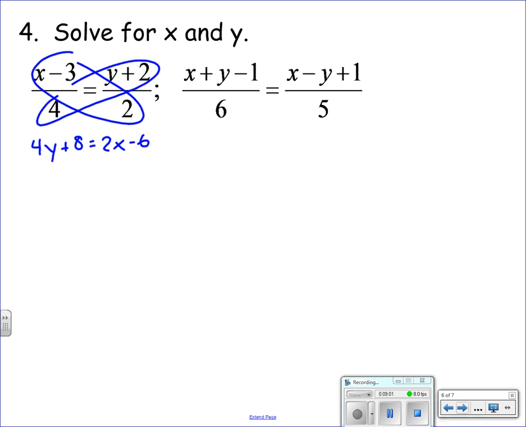I'm going to get the variables all on one side. So I'm going to write this as, I'm going to add these 6 over so I get 14. 2x, I'm going to subtract the 4y over. I notice that 2 goes in each and every one of those numbers, so I'm going to divide each term by 2.